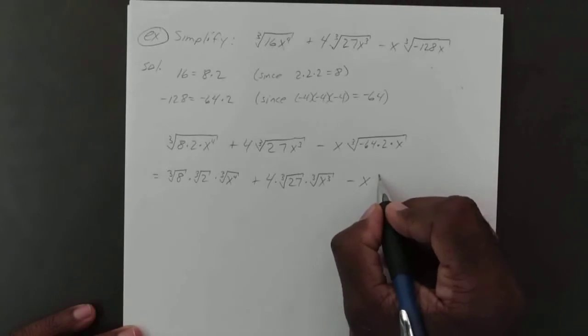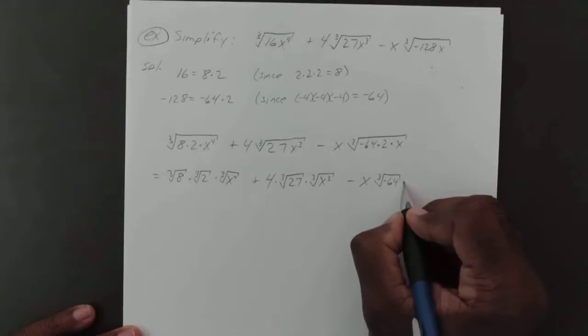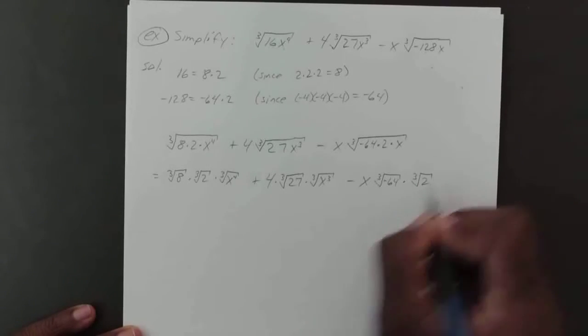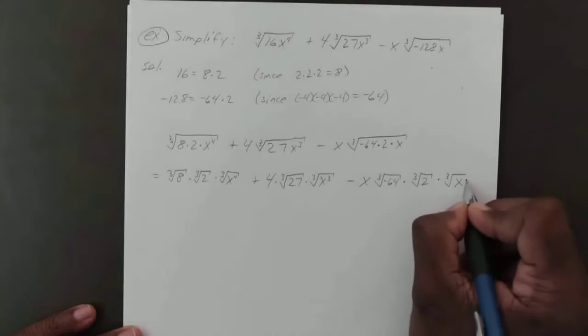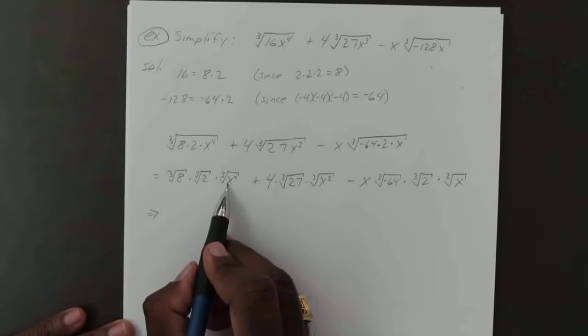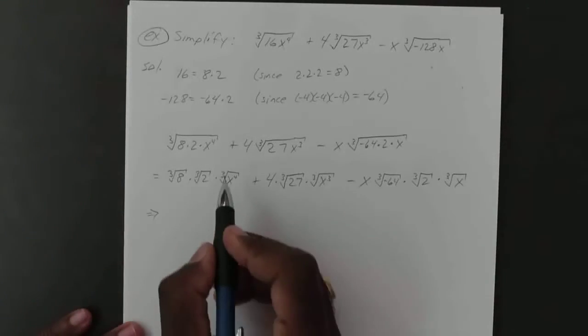Minus x times the cube root of negative 64 times the cube root of 2 times the cube root of x. Okay, so all we did was factor our original numbers and just kind of break them apart. Now here, when you have the variables, I'm going to show you a little bit of a trick you can use for that one.